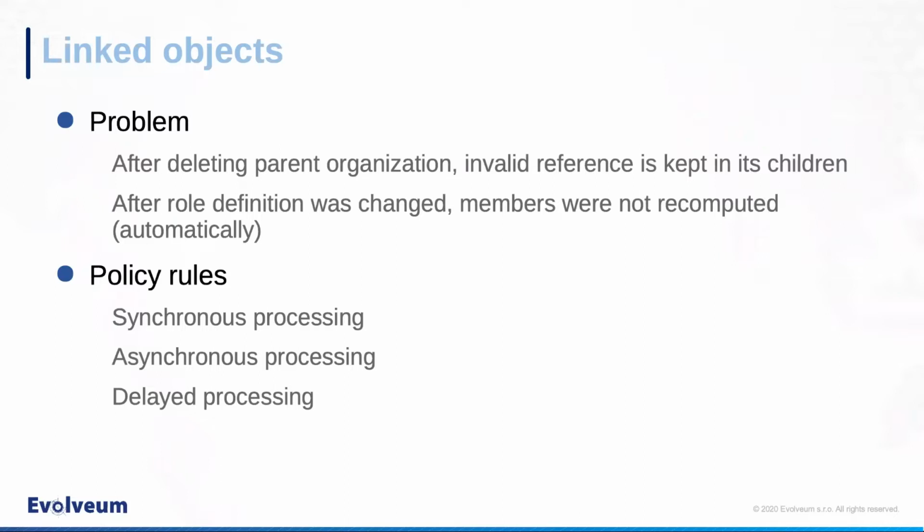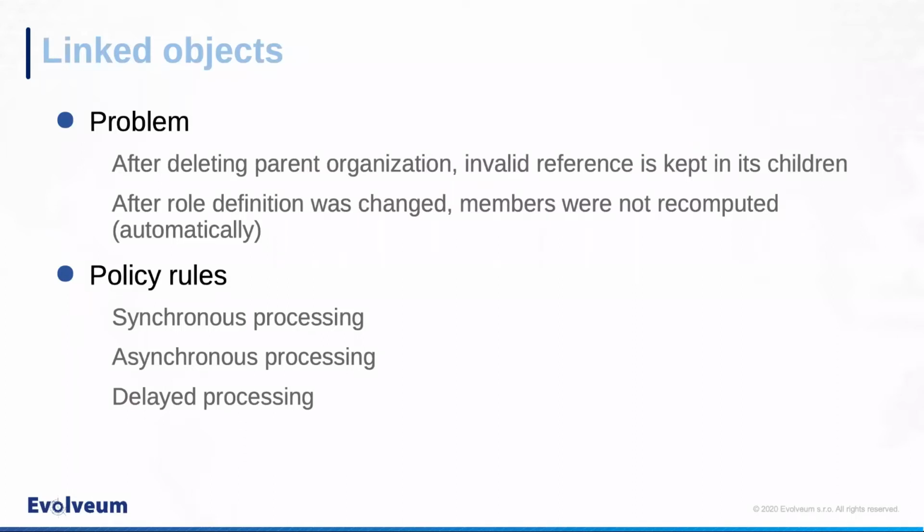Usually, when some linked object is changed, there should be other actions taken. For example, when the role definition changes and a new inducement was added, it probably influences all objects which have this role assigned. To apply the change in the role, all objects assigned to it have to be recomputed. And this is the place where linked objects come to the scene. In previous versions, recomputing the members of the role after the role was changed had to be done manually.